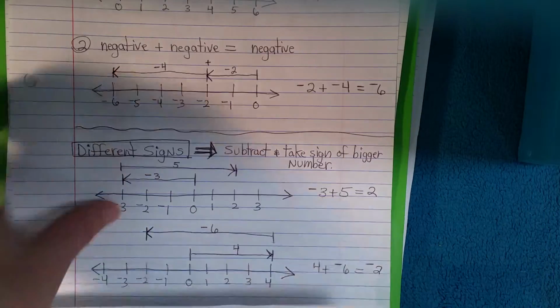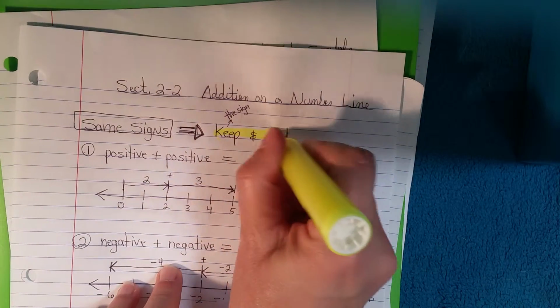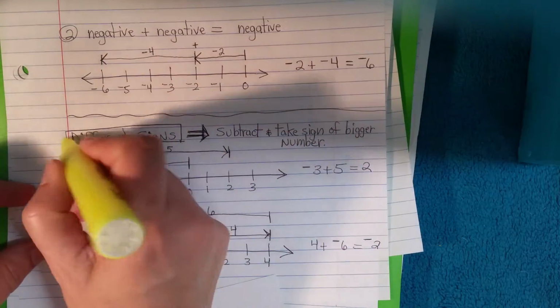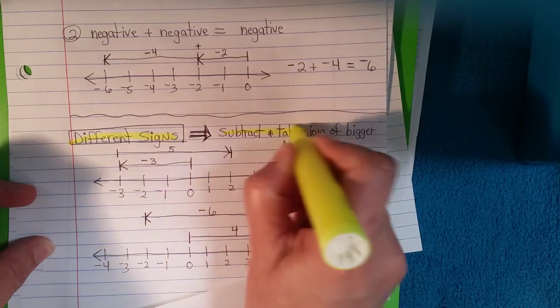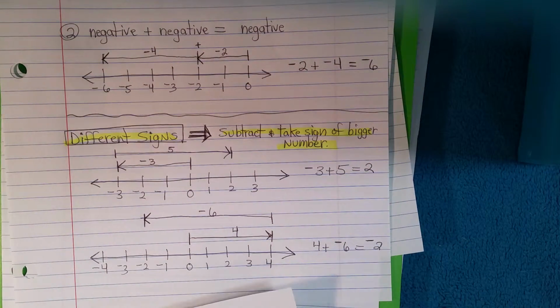All right, so once again, you have same signs, keep and add. Different signs, subtract, take the sign of the bigger number. Then you'll be exact.